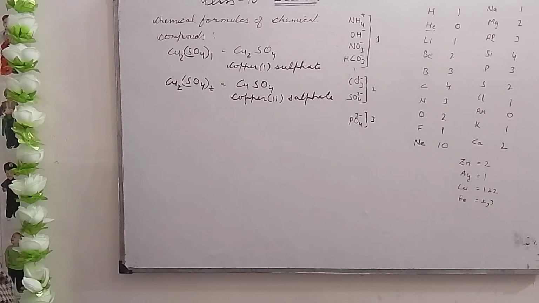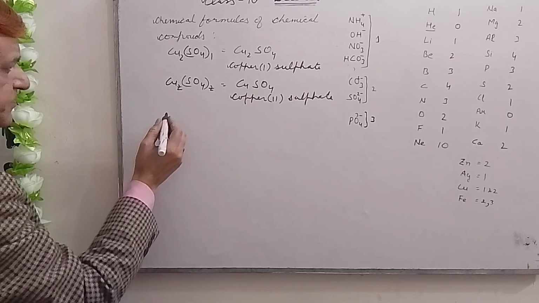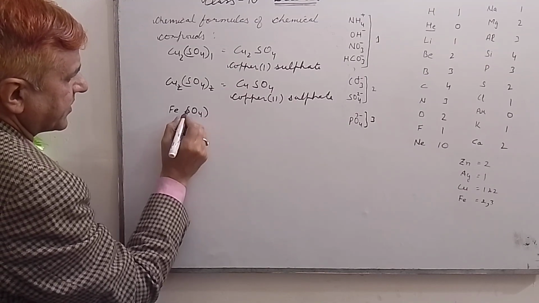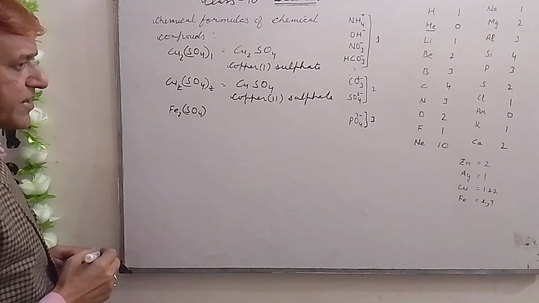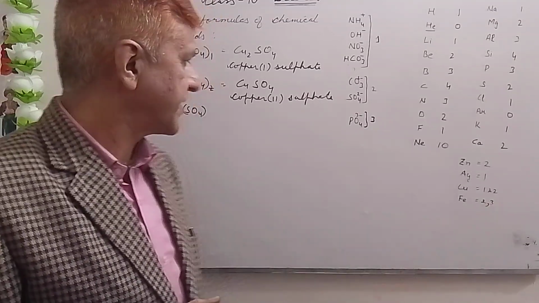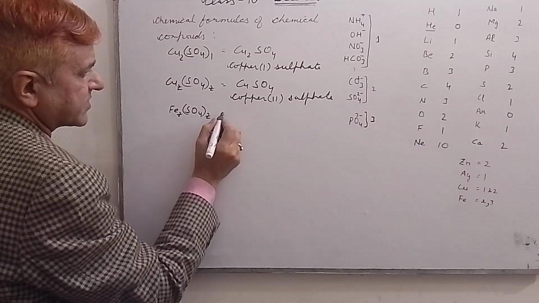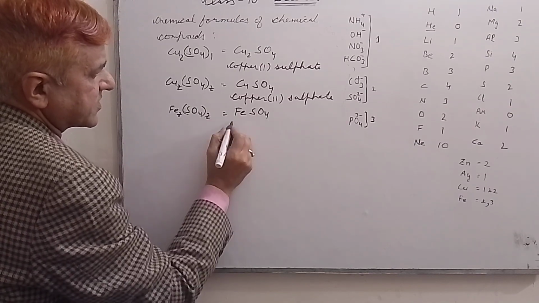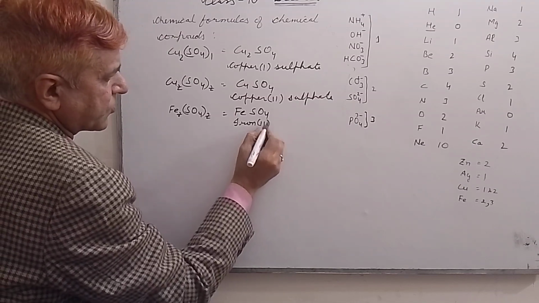After this we have iron sulfate. Valency of sulfate is 2, and iron also has two valencies, 2 and 3. So I am taking valency 2 of iron. 2 and 2 get cancelled, and I have FeSO4. This is iron. Which valency I have taken? 2. Iron 2 sulfate.